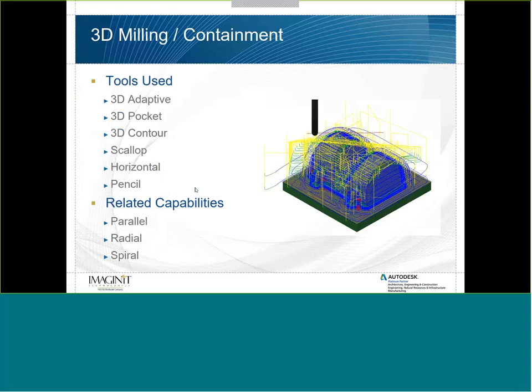So for 3D milling and containment, we saw what the tool paths for the 3D adaptive looked like, again, being able to clear that material out very quickly, optimize the tool paths, or optimize the tool load.